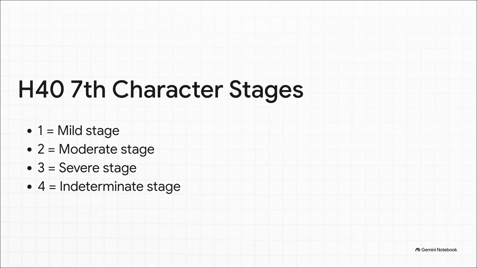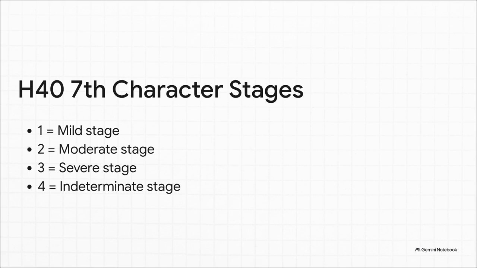Let's drill these in right now. 1 is mild, 2 is moderate, and 3 is severe. Easy enough, right? But pay close attention to 4, indeterminate stage. The guidelines explicitly state that you use indeterminate when the stage cannot be clinically determined based on the documentation. Do not, and I mean do not, confuse this with character 0 for unspecified. 0 just means the provider didn't document it at all.